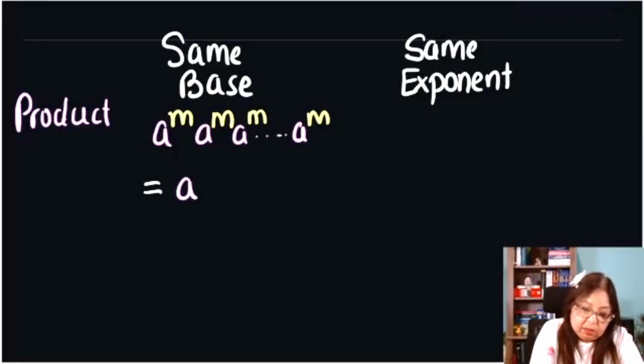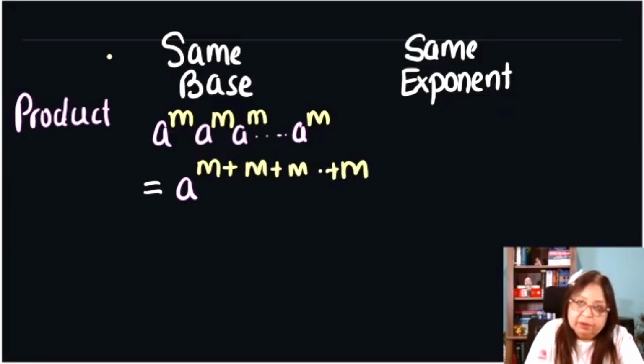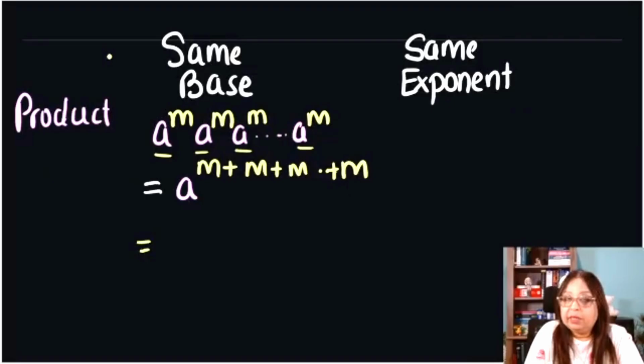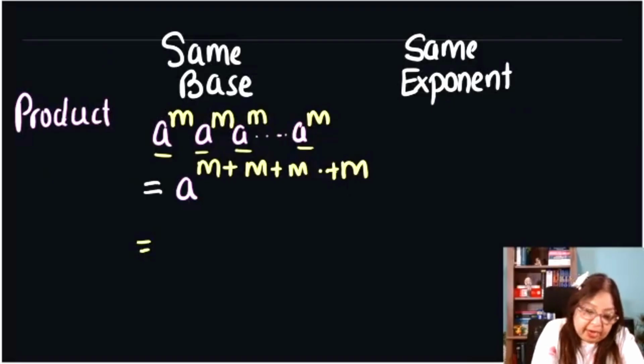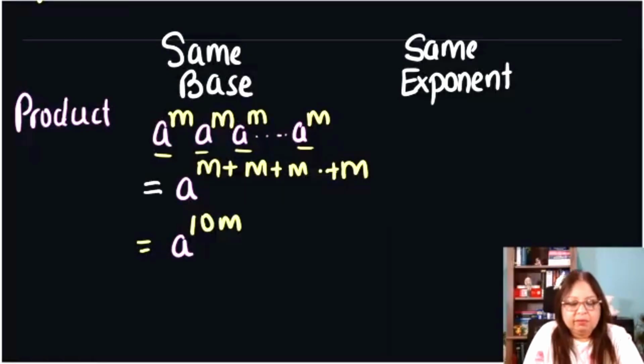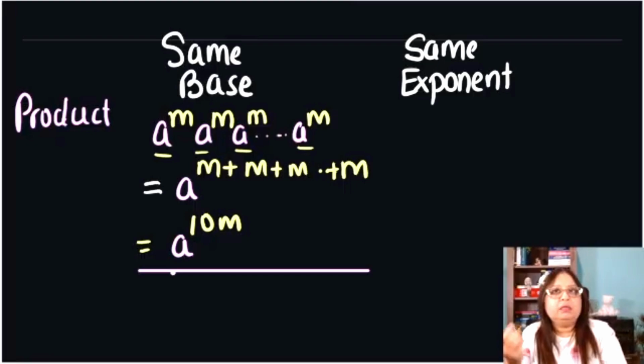a to the power m plus m, however many m's are here. Let's say you had 10 m's here. We had 10 of these numbers here that are being multiplied. Then your answer would be a to the power 10m. Make sense? But let's say we had different exponents. We do not have same exponents. Maybe some of the exponents are same, some of the exponents are different.